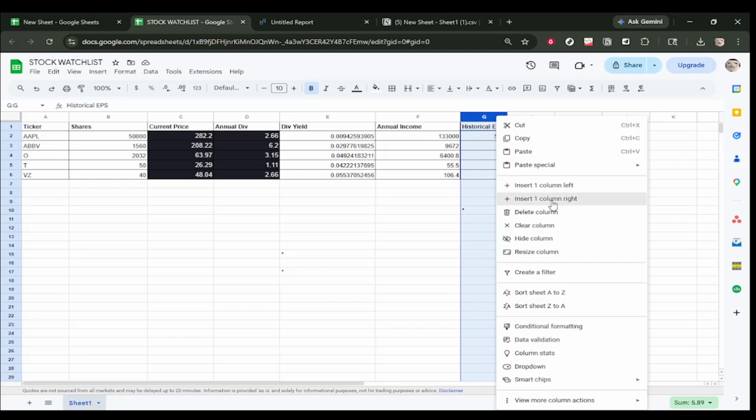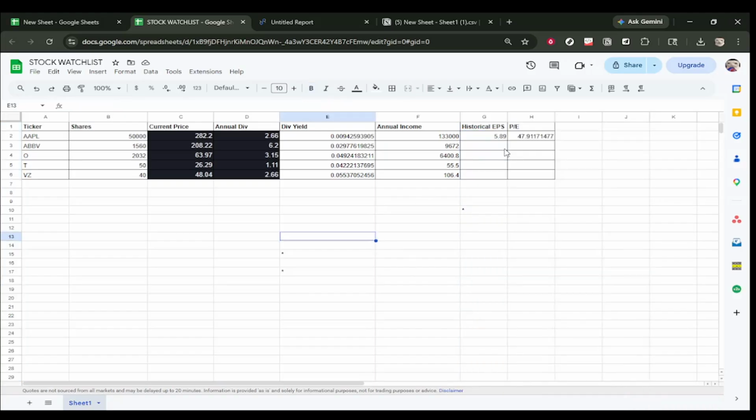Now you are ready to calculate the P/E ratio. Click into the cell where you want the P/E to appear, and enter a simple division formula. Divide the price cell by the EPS cell. For example, if your price is in C2 and your EPS is in G2, you would type equals C2 divided by G2. Press Enter, and the result will be your calculated P/E ratio.